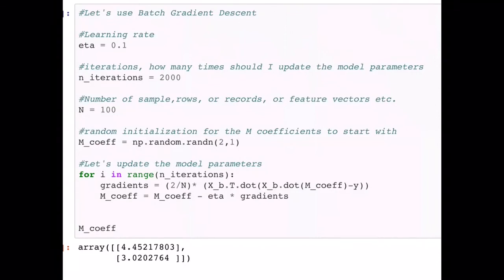So I hope you have understood how batch gradient descent works, and let's look in the next video at how stochastic gradient descent would be in theory, as well as how to write code around it.